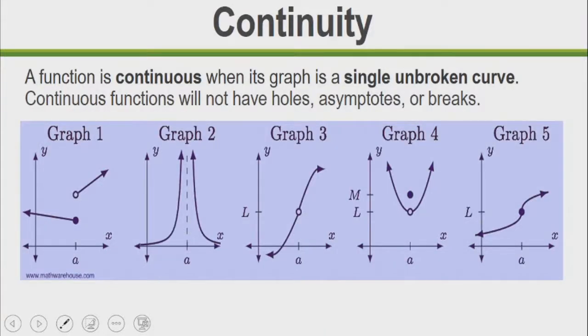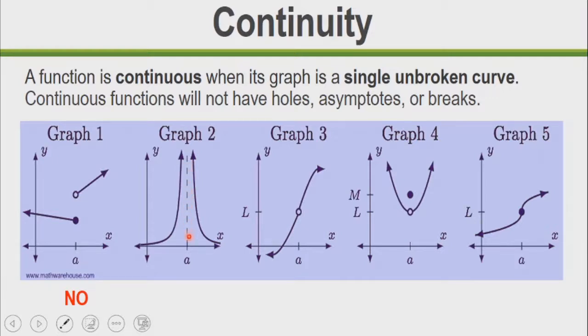So when we now talk about continuity, a function is continuous when its graph is a single unbroken curve. I discussed asymptotes, I discussed holes. So a continuous function cannot have a hole, an asymptote, a jump, or a break. Let's look at these 5 examples. For graph 1, you can see that it has a break, like a jump. So graph 1 is not continuous. It is discontinuous.